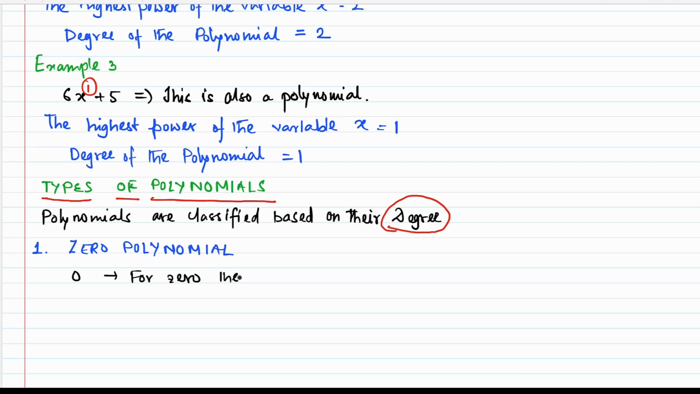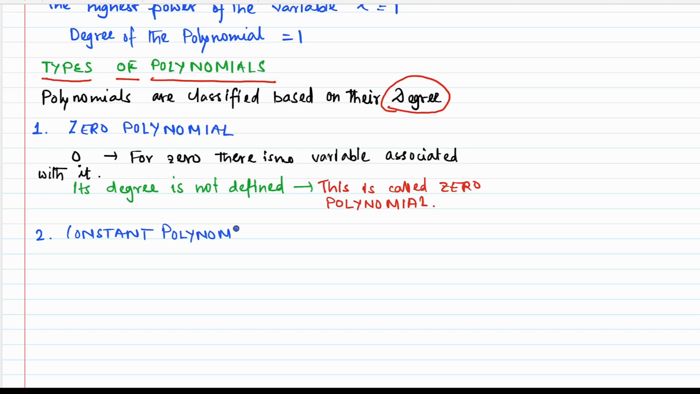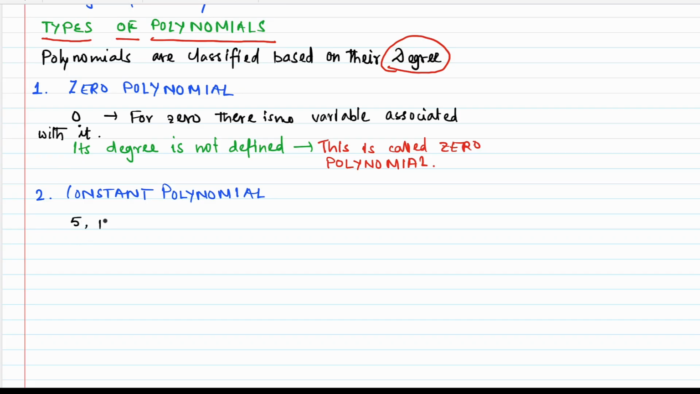What is meant by zero polynomial? For example, 0. For 0 there is no variable associated with it, because 0 times anything is always 0. So at any point there will be no variable associated with 0, and its degree is not defined. If there is no variable, we cannot determine the degree, and therefore it is undefined. So this is called a zero polynomial. 0 is also a polynomial, but it is called a zero polynomial because we cannot determine the degree.